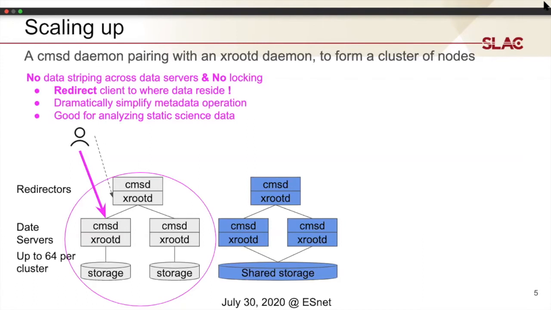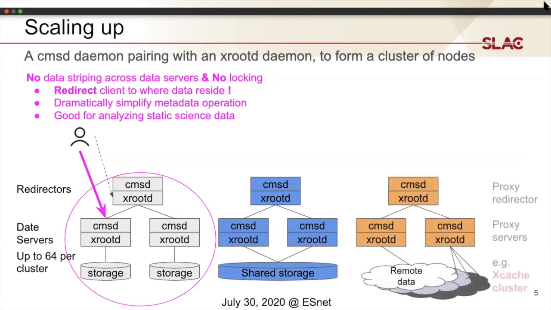Another way to do this is this orange cluster, which you have Xroot and cmsd. Instead of talking to the local storage, they talk to the remote data source. And this is something we call a proxy cluster, and it's what Xcache actually is. So you have this gray cluster, the blue cluster, and orange cluster. We can actually put another redirector on top of them to glue all of them together if you want. Usually we don't necessarily do that, but we can do it if there is a reason.